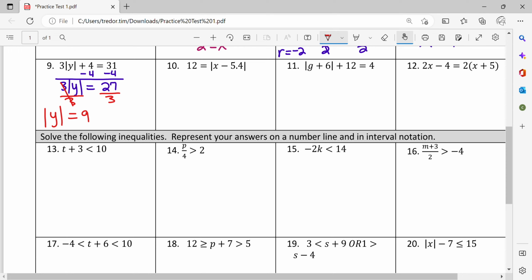I'm sort of running out of room here. I'll have case 1, y is equal to positive 9. And case 2, y is equal to negative 9. The reason we do that is because the absolute value of positive 9 equals 9, and the absolute value of negative 9 equals 9. So we have to consider both cases for absolute value equations.